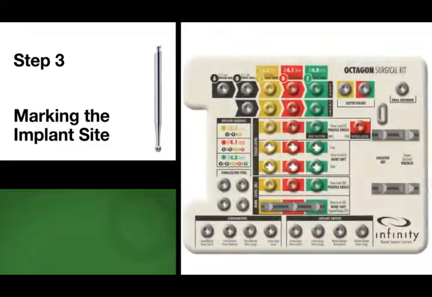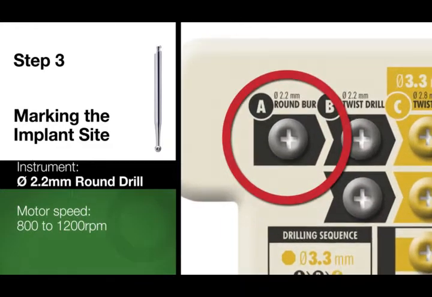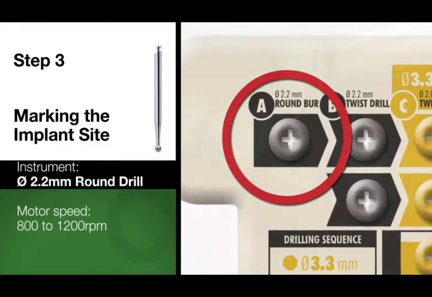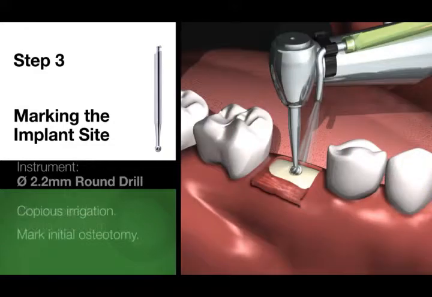Step 3. Marking the implant site. Use the 2.2 mm diameter round burr with a motor speed between 800 and 1200 RPM and copious irrigation. Mark the initial osteotomy.